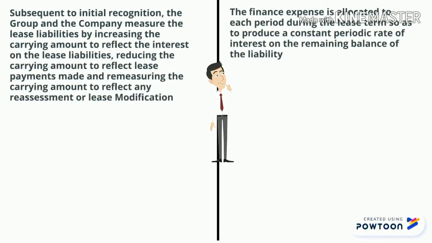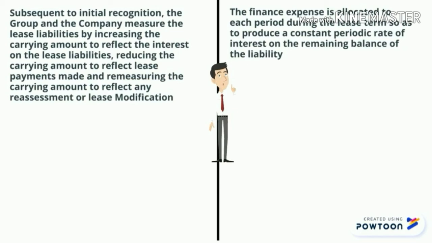Last but not least, for the Chow B Metal Industry Berhad, subsequent to initial recognition, the group and the company measure the lease liabilities by increasing the carrying amount to reflect the interest on the lease liabilities, reducing carrying amount to reflect lease payment made, and remeasuring the carrying amount to reflect any reassessment or lease modification.